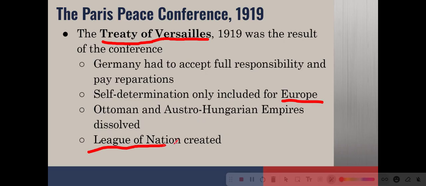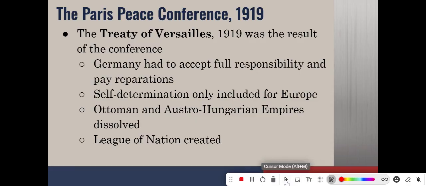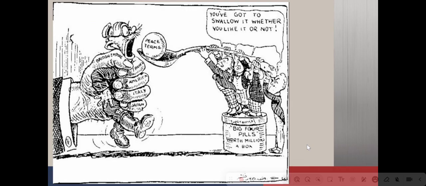One of the good things, the League of Nations is created. It's created, but as we're going to see in the next part, there's a major problem with it.